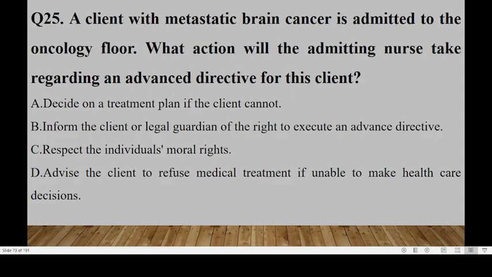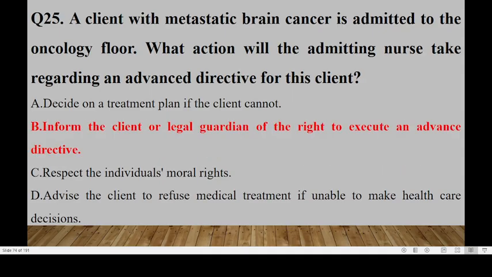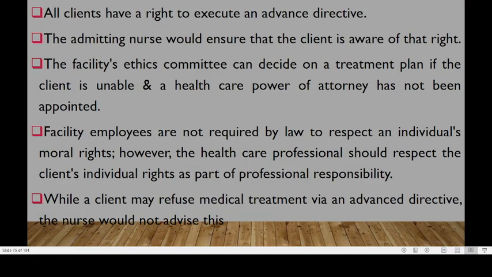We have a client with metastatic brain cancer admitted to the oncology floor. What action will the admitting nurse take regarding an advance directive for this client? They have to inform the client or the legal guardian of the right to execute an advance directive. All clients have a right to execute an advance directive. The admitting nurse will ensure that the client is aware of that right.